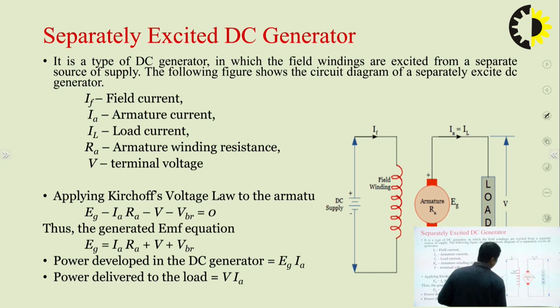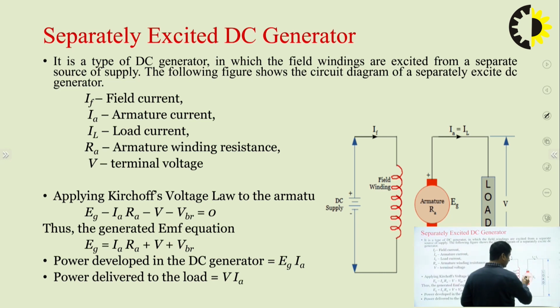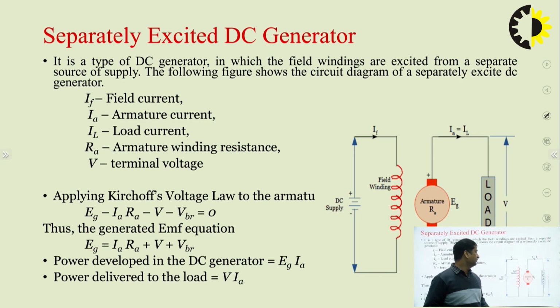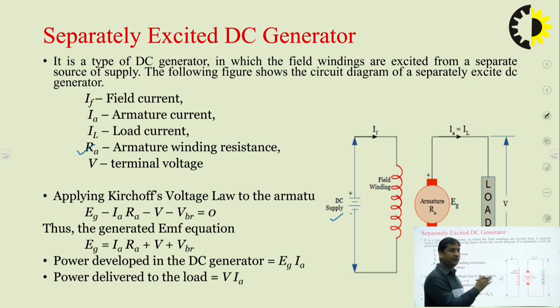Let us understand first the separately excited DC generator. If you can see the circuit of this separately excited generator, we have the rotating armature. The armature winding has some resistance, RA. Since it is a separately excited DC generator, the field winding is excited separately by some separate DC supply. That's why we call it the separately excited DC generator.